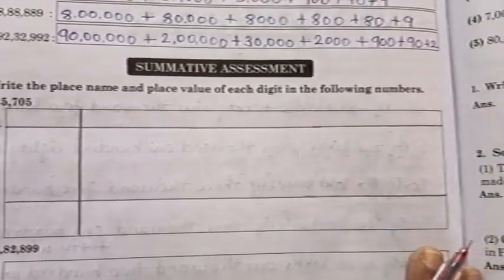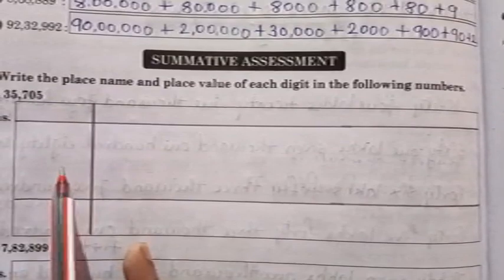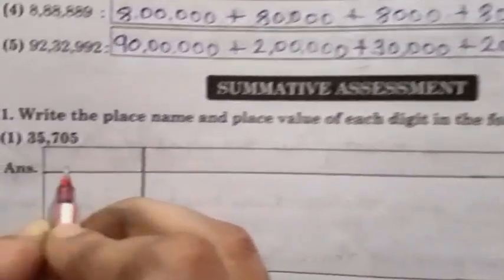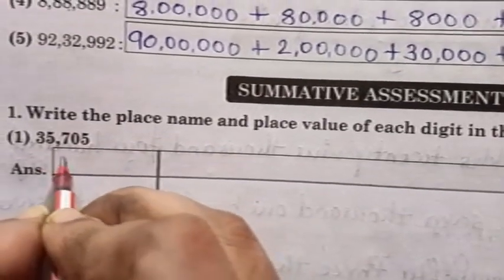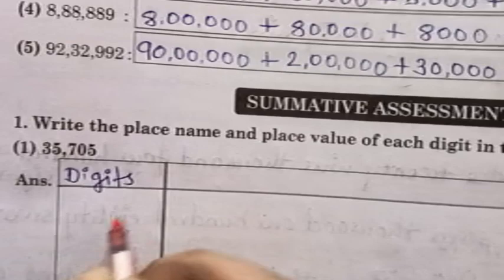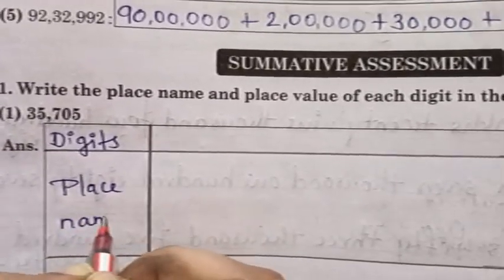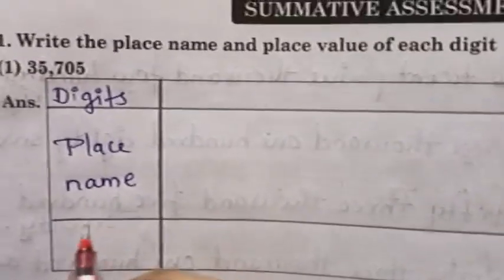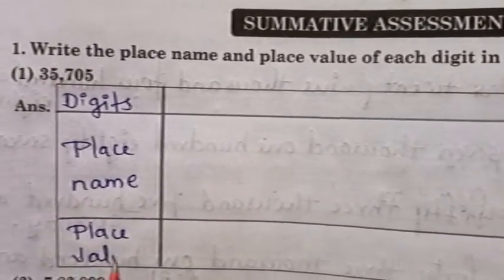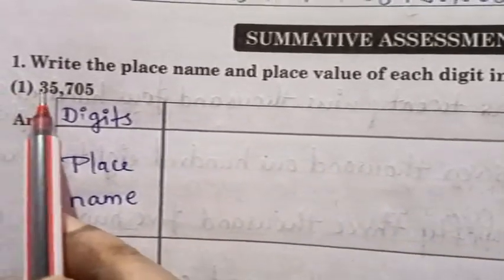See students, like this we will draw lines. First this small column for digits, this one for place name, and this one for place value. So first I'll write here digits, place name, and then place value.